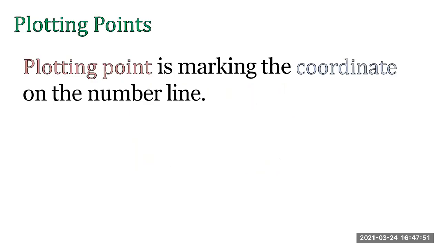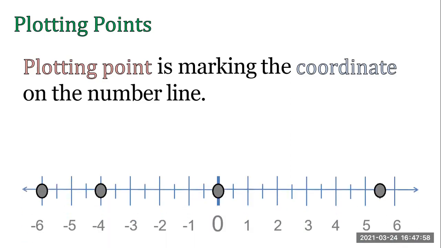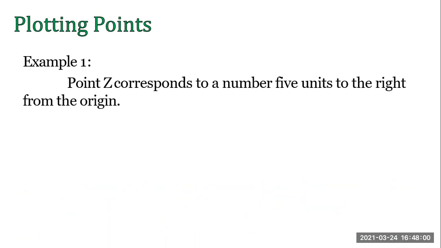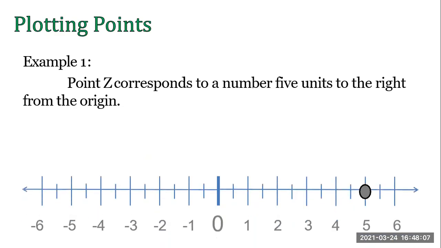So plotting a point is marking the coordinate on the number line. Like for example, this one. Point Z corresponds to a number 5 units to the right from the origin. Okay, from the origin here to 5 units to the right. So 1, 2, 3, 4, and 5. So this one is the point Z.